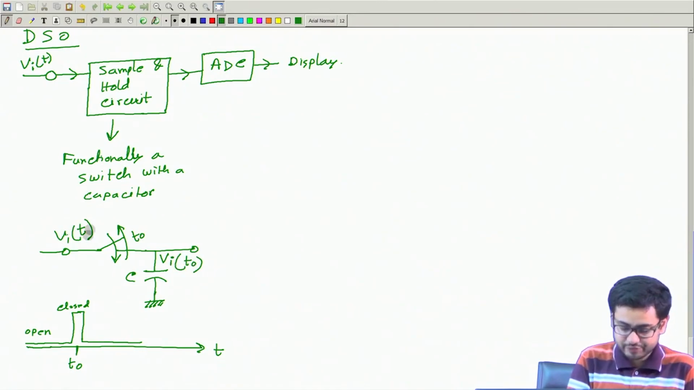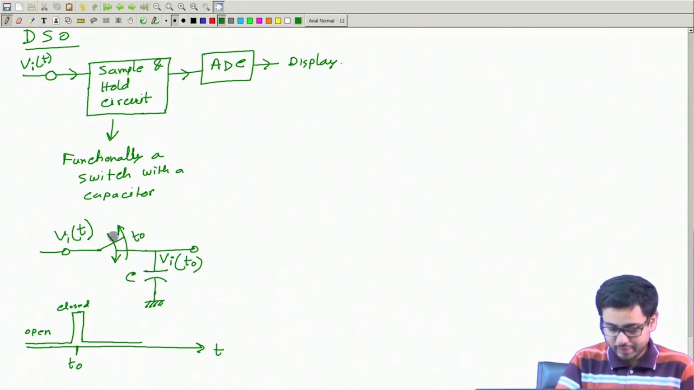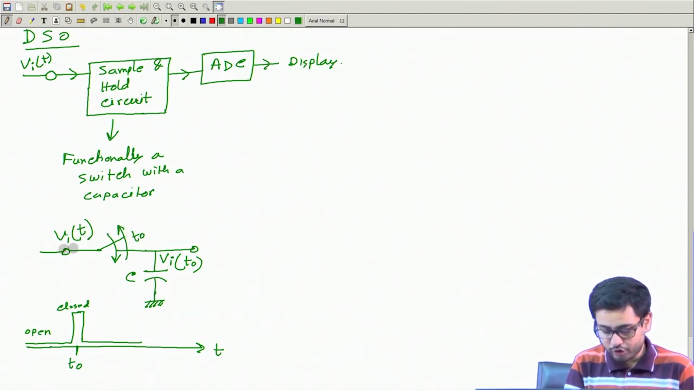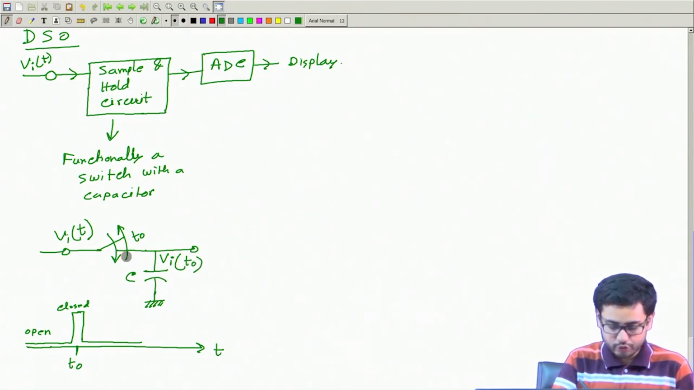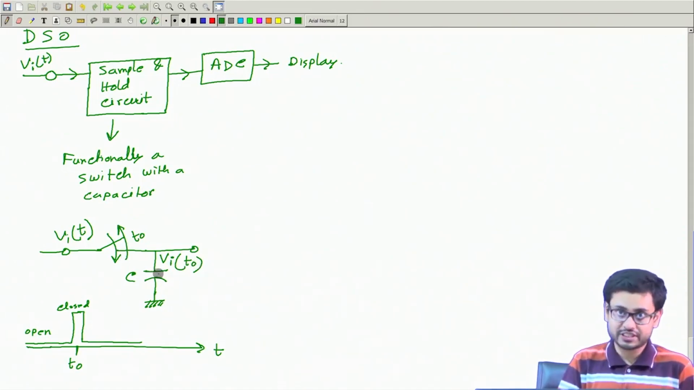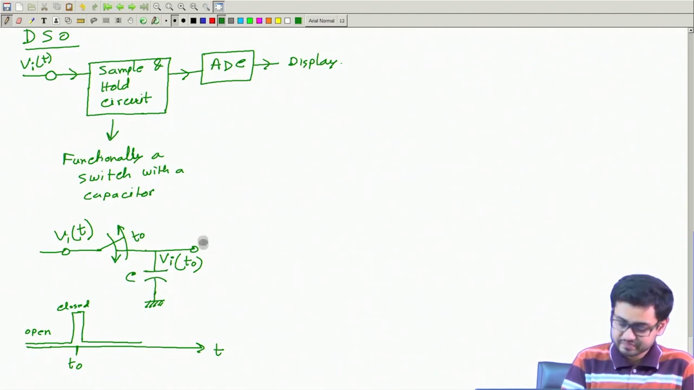Okay, so this is a time varying function. This voltage is changing, but the moment you close it, that moment t naught, whatever is the value of Vi will go from here to here, and the capacitor will be charged to that voltage. Now you then open it, and once you open it, the capacitor will remain charged at that voltage. It will not get discharged much.